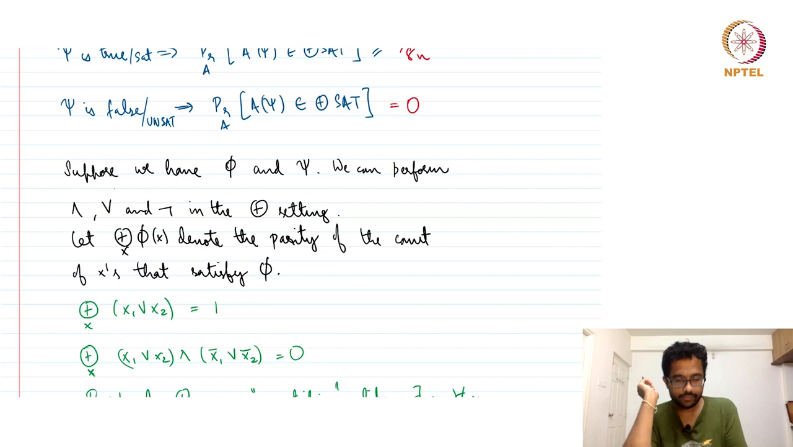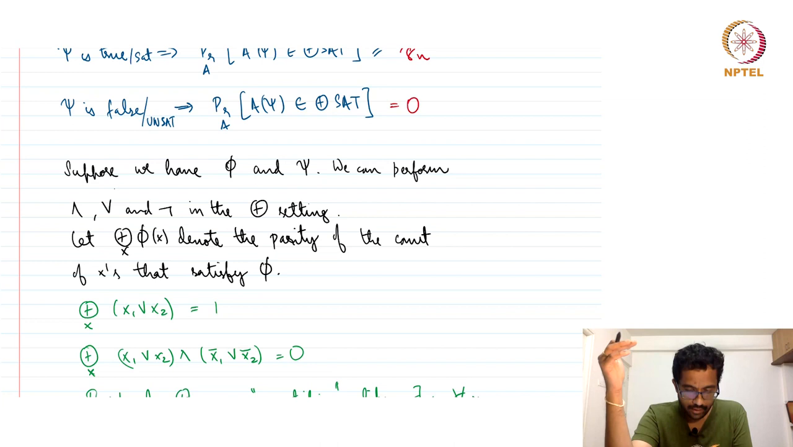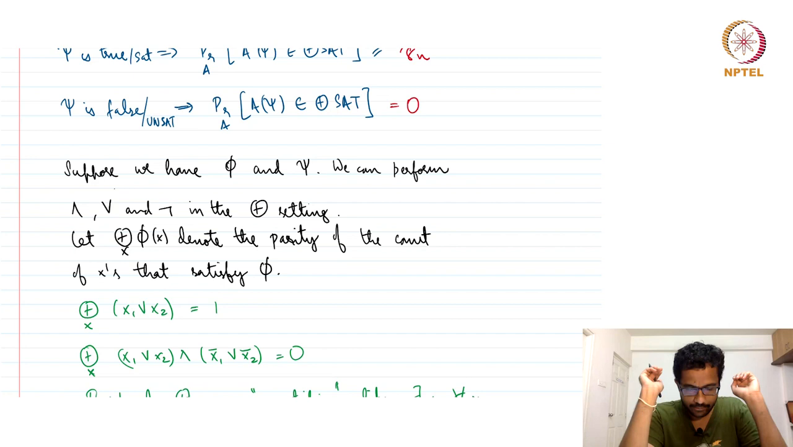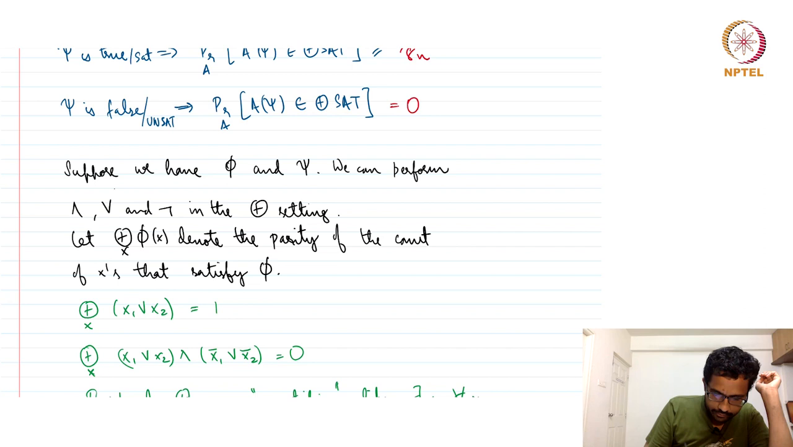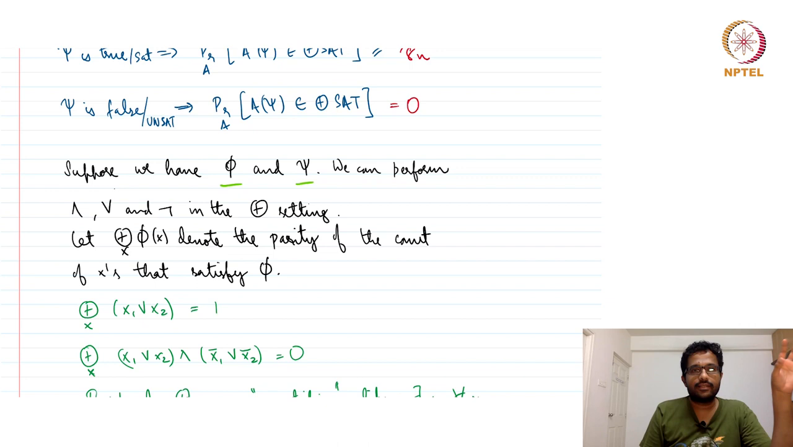Now, just like we performed arithmetic over the number of satisfying assignments, we can also perform arithmetic over the parity of the satisfying assignments, right? Suppose we have formulas phi and psi, okay? Now we can create formulas, doing a Boolean arithmetic with phi and psi. Let's see how.